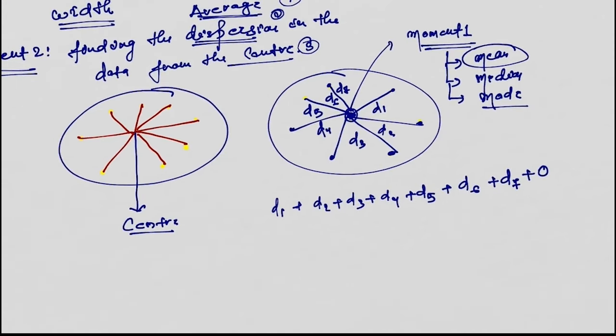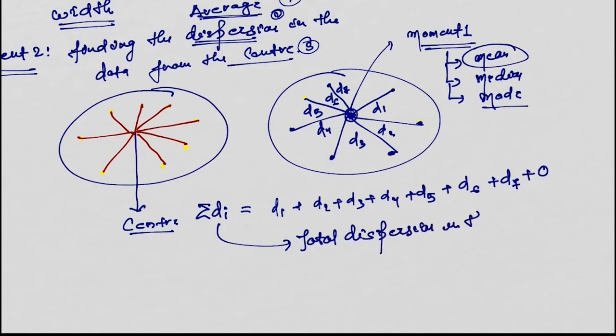So what you're doing, you're doing just summation of all the distances. Now this is the total dispersion in the data. Total dispersion in the data from the center, because you calculated the distances from the center. But you missed one important point.